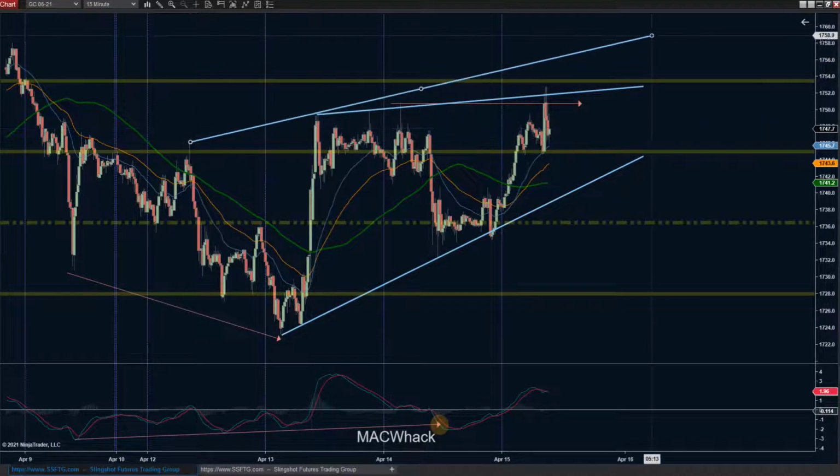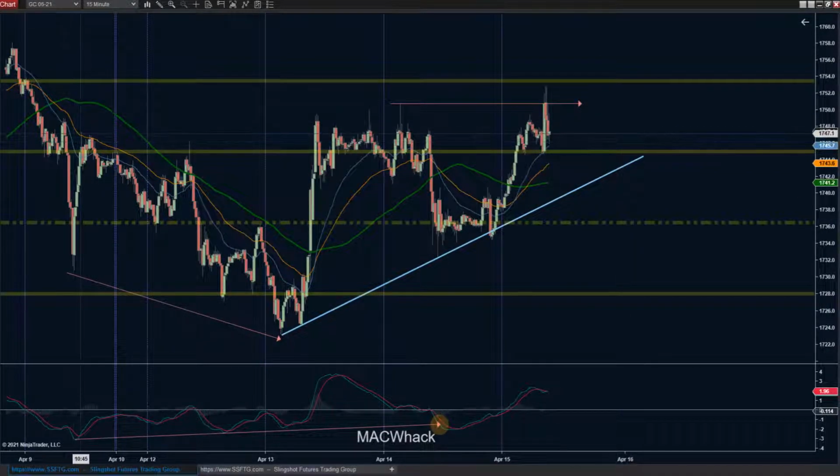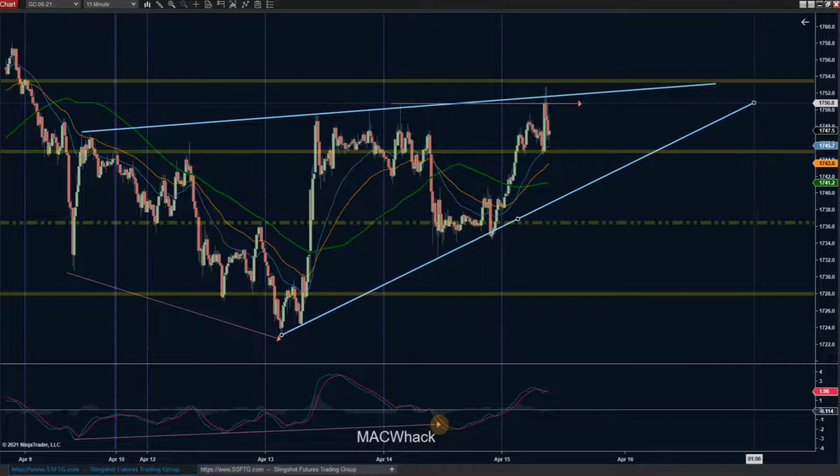Do any previous swings give us any extra info? That would be the one right there, actually, wouldn't it? That's about as obvious as it can get. Well, there's the wedge, at least for now.